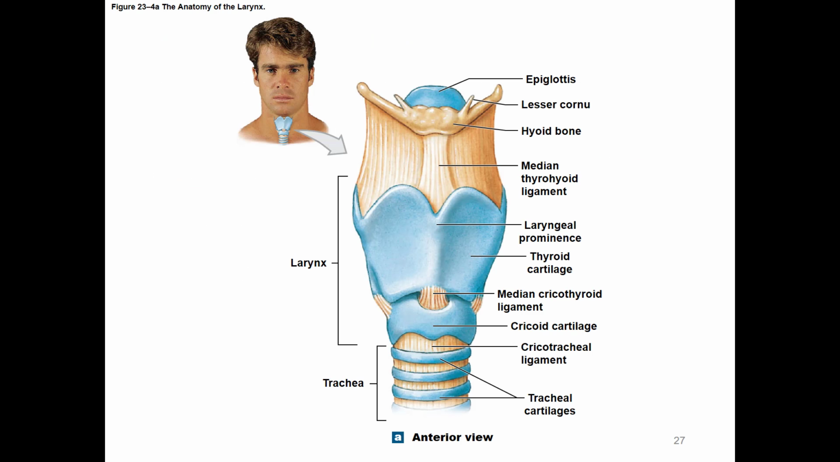So let's take a look at that. So here is your larynx, and this guy right here in the front, the biggest one, this is your thyroid cartilage, also known as the Adam's apple. And it is called the thyroid cartilage because the thyroid lies very close to it, which we saw back in chapter 18.